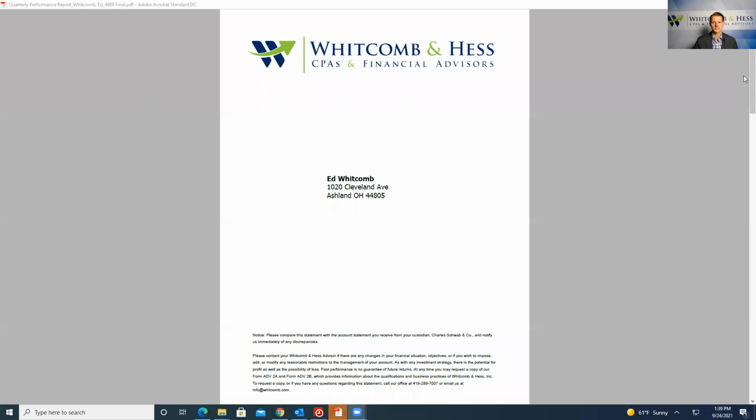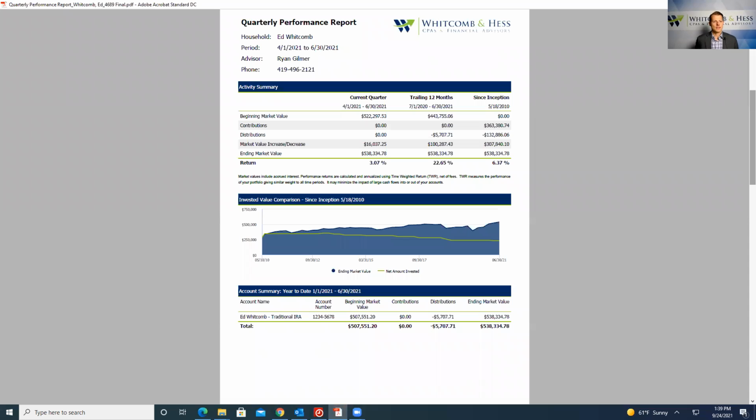So, as you can see here, our sample client's name is Ed Whitcomb. On the cover page, we just have his name and address listed here. And then on the second page of the report is really where his investment information begins. The activity summary is designed to be kind of a 10,000-foot overview of everything that's going on inside of your accounts. There's 3 different time periods that are represented here.